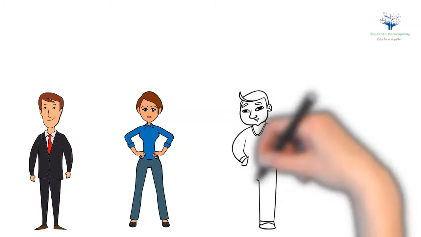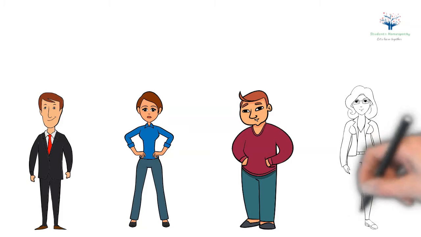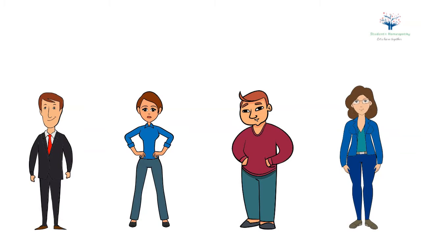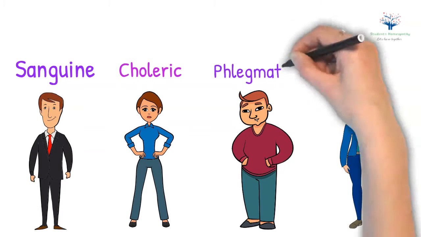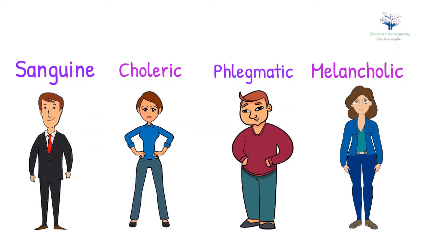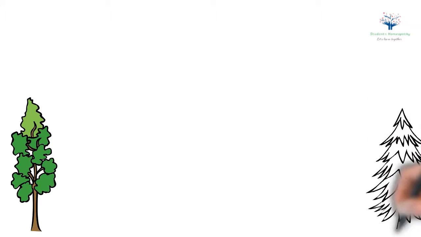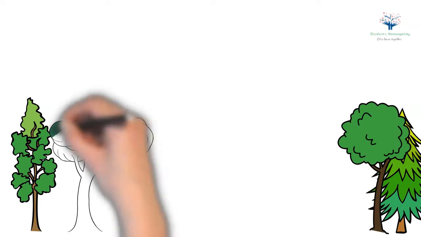If we can broadly classify our patients as per the 4 Hippocratic temperaments, that is sanguine, choleric, phlegmatic and melancholic, then it will be very easy to explore their mentality or the mental generals further. So let's understand these temperaments.